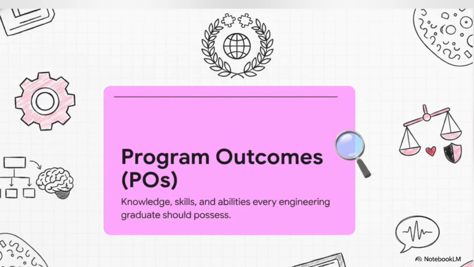We're going to move from the macro level all the way down to the micro. Starting at the very top, we have program outcomes, or POs. These describe the overarching knowledge, skills, and abilities that every single engineering graduate absolutely must possess by the time they finish their degree. Think of these as the universal standards. Accreditation bodies like the NBA usually define these, and there are typically 12 of them. We're talking about the fundamental competencies here. Things like engineering knowledge, problem analysis, ethics, and communication. Literally, no matter what kind of engineer you are studying to be, you are expected to achieve these 12 POs.